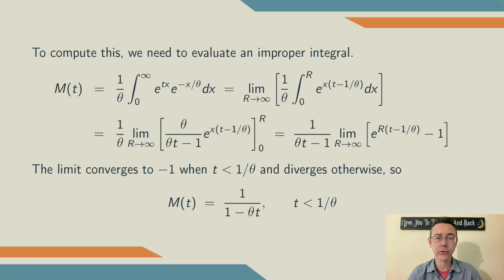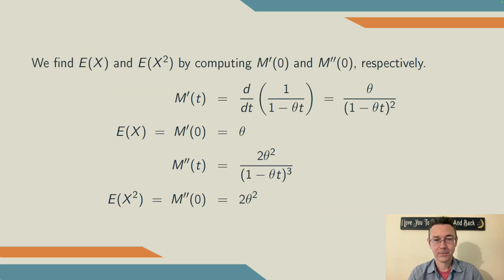find that the limit converges to -1 when t is less than 1 over theta, and it diverges otherwise. So the moment-generating function for this random variable is 1 over 1 minus theta t, as long as t is less than 1 over theta.